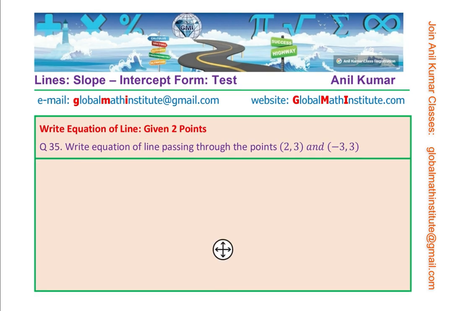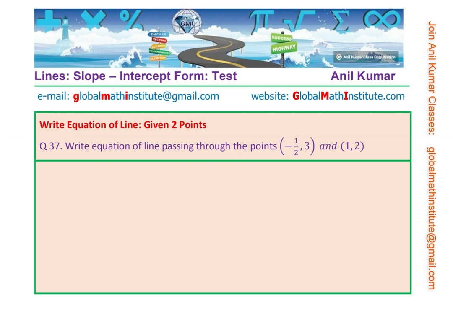Then let's move on. Now you have to write the equation of a line when 2 points are given to you. So here we are given point 2, 3 and minus 3, 3. You can pause the video and answer this question. Question 36, similar to one we had just now, given with 2 points. Question 37, some fraction values are given. Find the equation of the line when these 2 points are given to you.